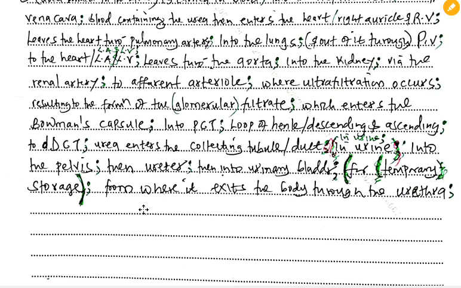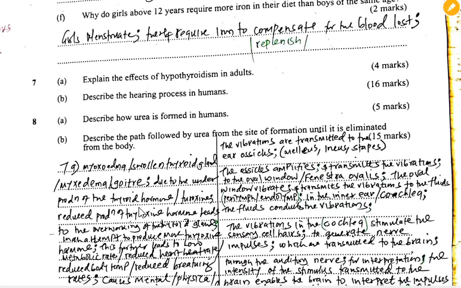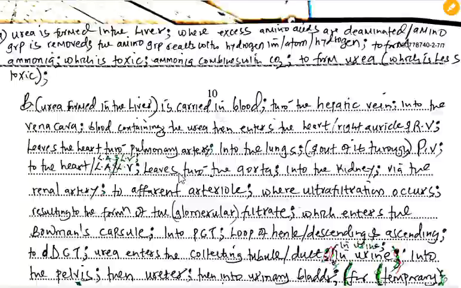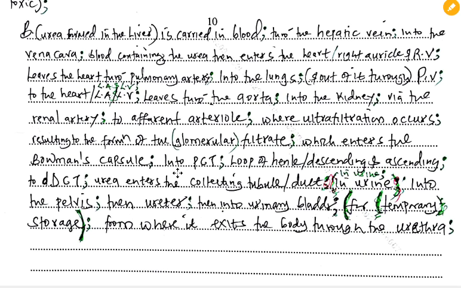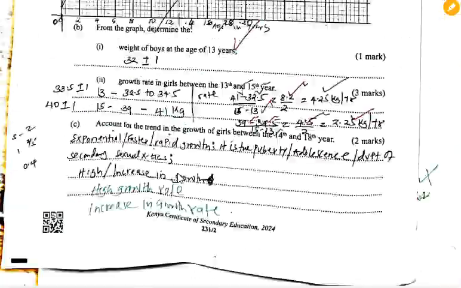That is how urea, or the path followed by urea from the site of formation, that is the liver, up to where it is eliminated through the urethra. That was KCSE 2024.